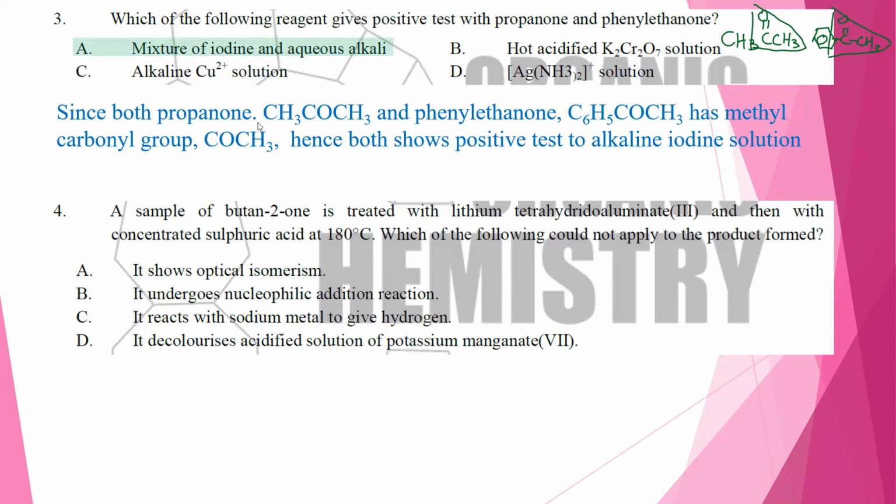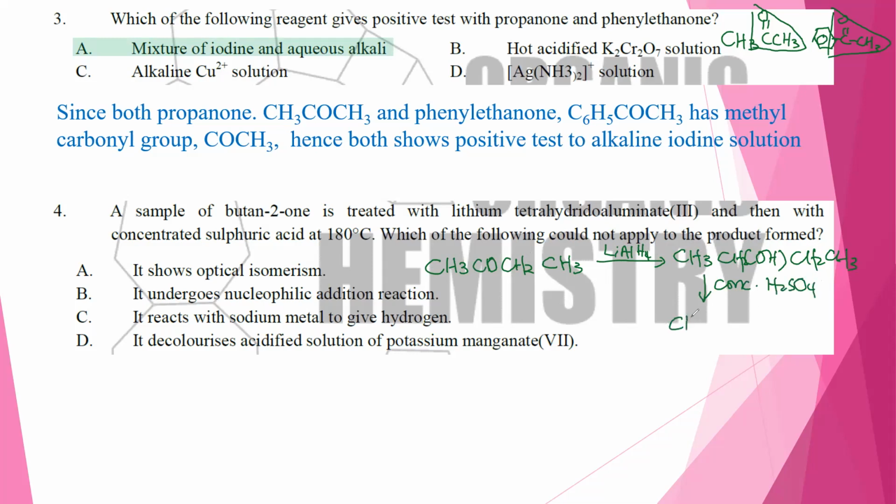Then we go for number four. A sample of butanone is treated with LiAlH4 and then concentrated sulfuric acid. Which of the following could not be applied to the product formed? You have to first understand the chemical reactions here. You have butanone, CH3COCH2CH3. When you treat it with LiAlH4, it becomes a secondary alcohol, CH3CH(OH)CH2CH3. Then when you further treat it with concentrated sulfuric acid, it becomes an alkene.